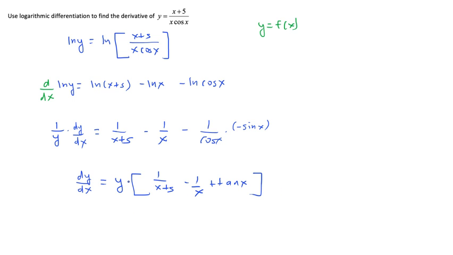The last thing we should do is replace the y with the original function here. So we get (x plus 5) over x cosine of x times 1 over x plus 5 minus 1 over x plus tangent of x. Now, it does look a little bit messy. I'm sure we could keep going a little bit further and try to simplify this, but for all intents and purposes, we can leave this as the final answer. This is the derivative.